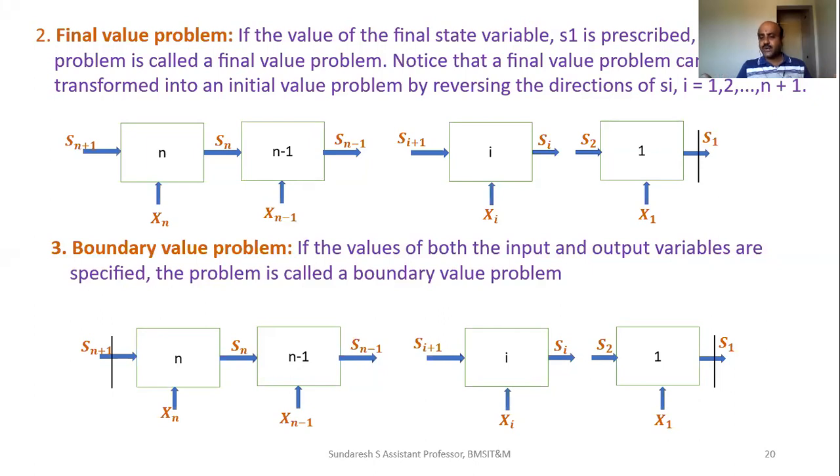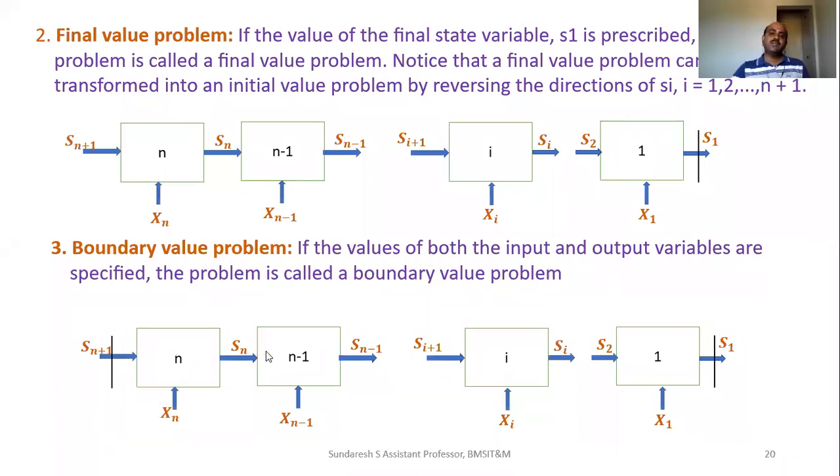So this is the representation we can show here. The input variable to this system is Sn plus 1. You can see this perpendicular line, which represents that the value of Sn plus 1 is prescribed. As we move towards the end, the output of this system is S1. Here also we have drawn a perpendicular line, which represents that the value of S1 is prescribed. If both input and output state variables are prescribed, then we have to treat such problems as a boundary value problem.